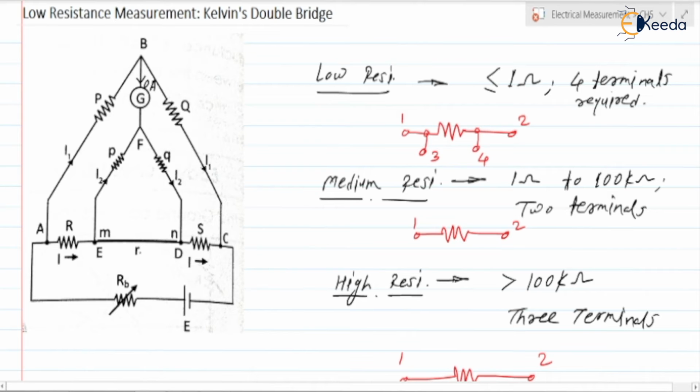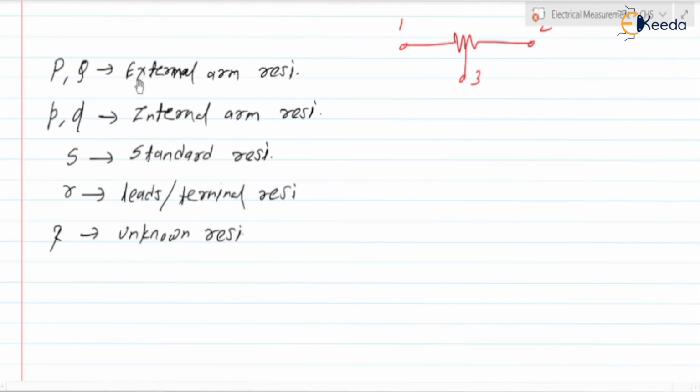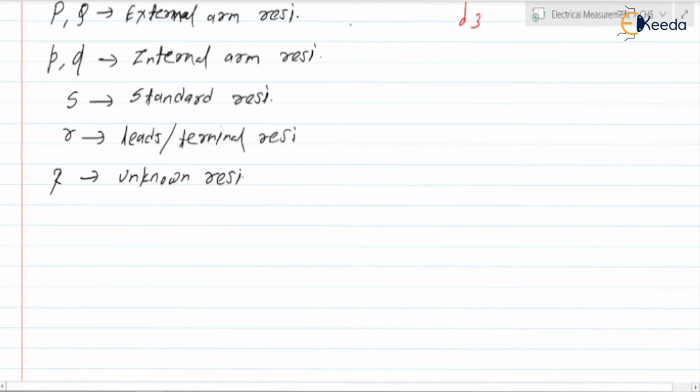Next, can we apply KVL to the loop A, B, F, E, A? Yes, it is like minus I1 into capital P, plus I2 into small p, plus I into capital R. So apply KVL, I am writing here, KVL to loop A, B, F, E, A.